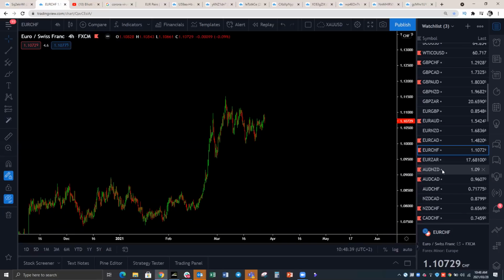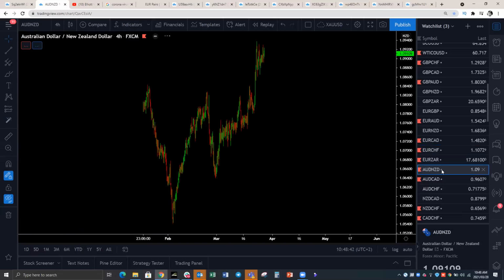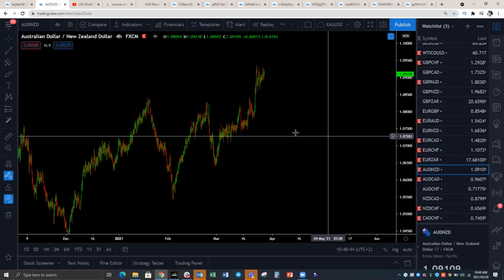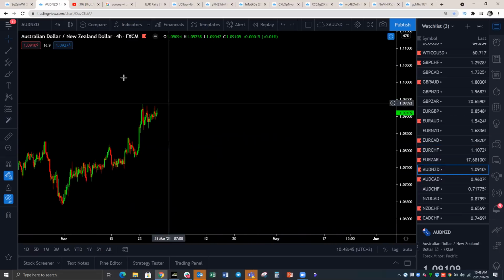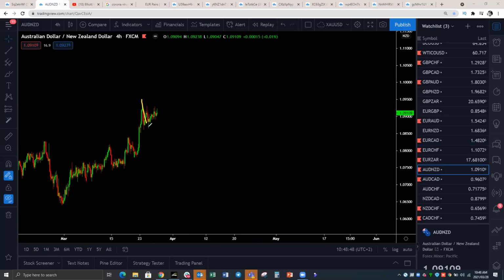Right, so that is EURCHF. AUD New Zealand is still pushing up higher. Look for a continuation to the upside here. This corrective structure is still playing out. We could have this one coming down here. If it comes down, that's a nice opportunity to ride it to the upside.